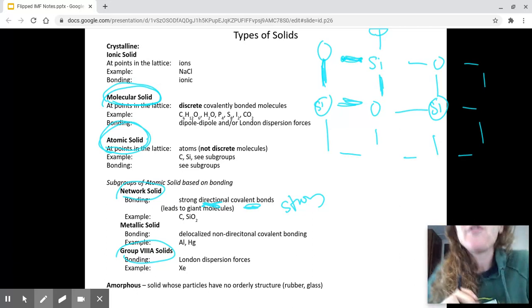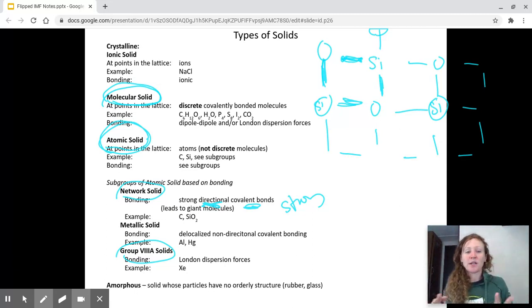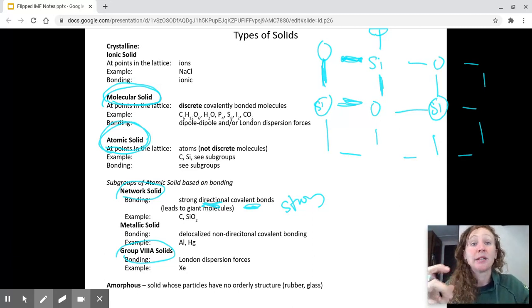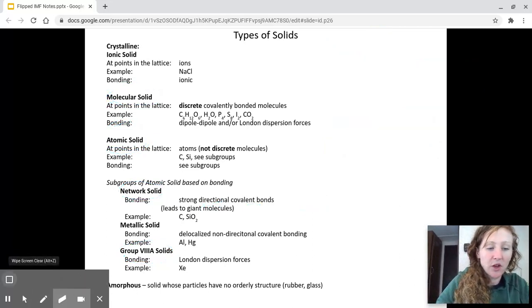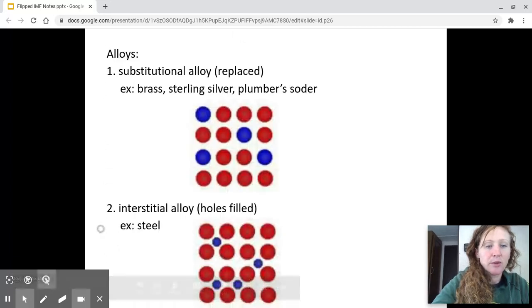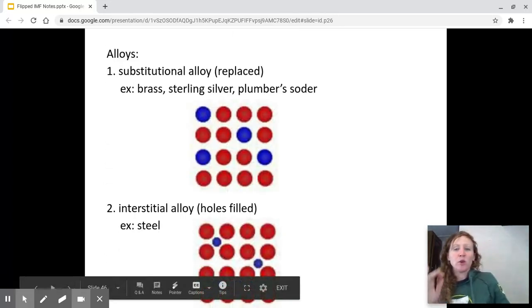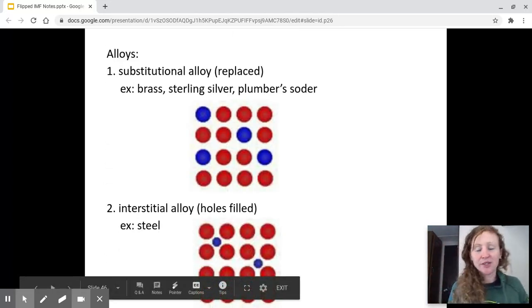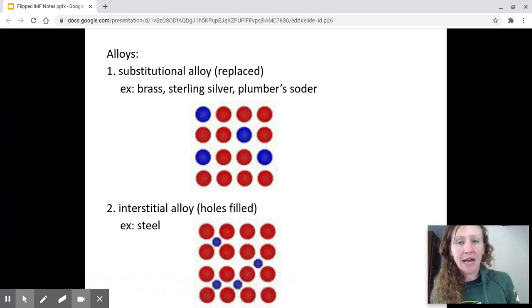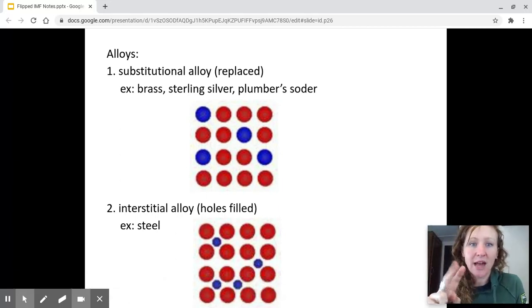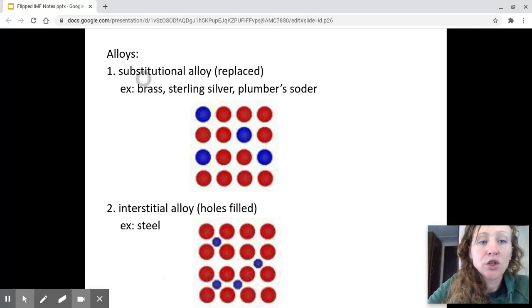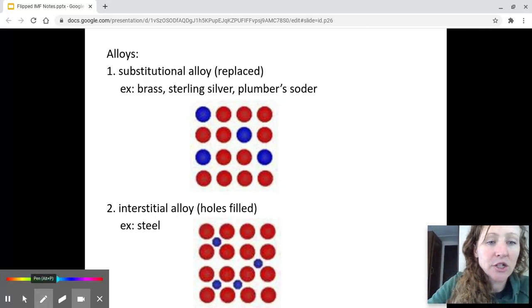Okay, now off of these types of solids, we want to talk about two applications that come out of this. And one of the applications we have already talked about, that would be alloys. You did a whole POGL packet on alloys, so consider this your review on alloys. Remember, there's two different types of alloys. There's a substitutional alloy and there's an interstitial alloy.